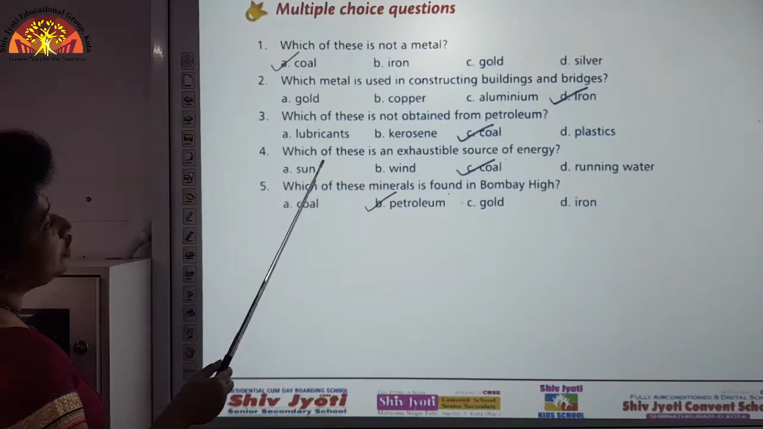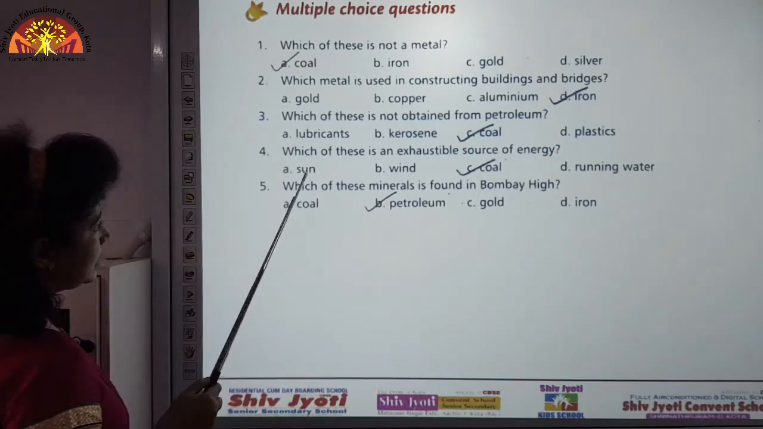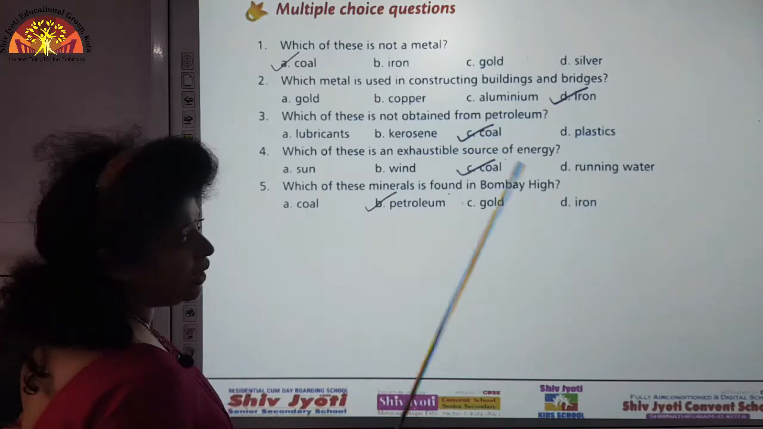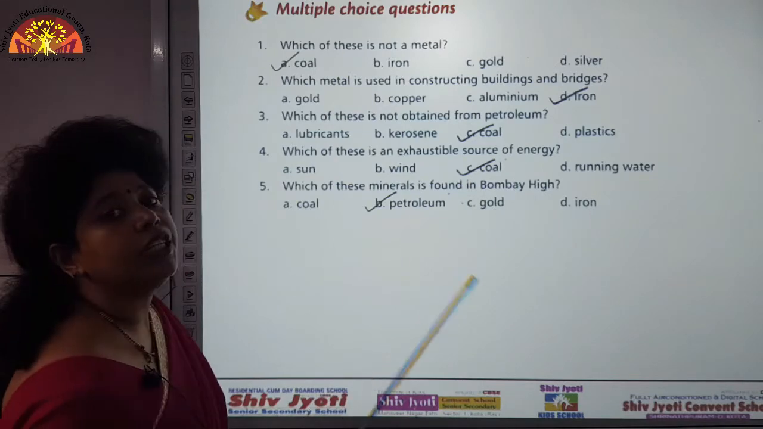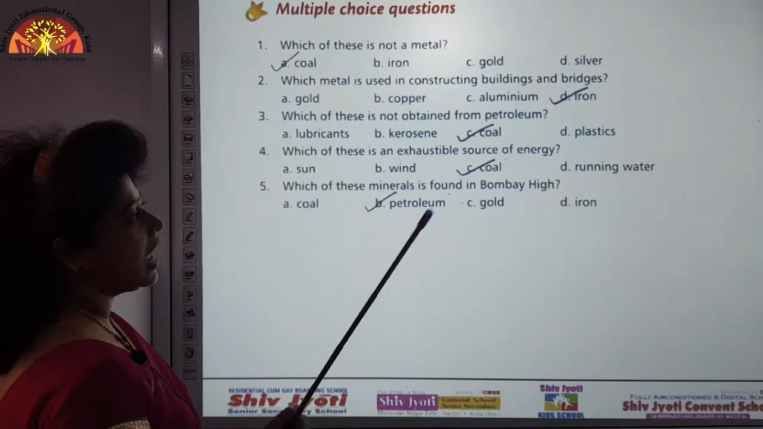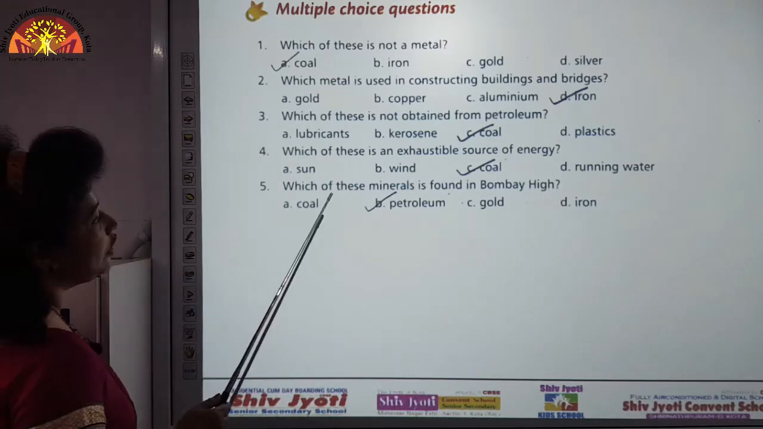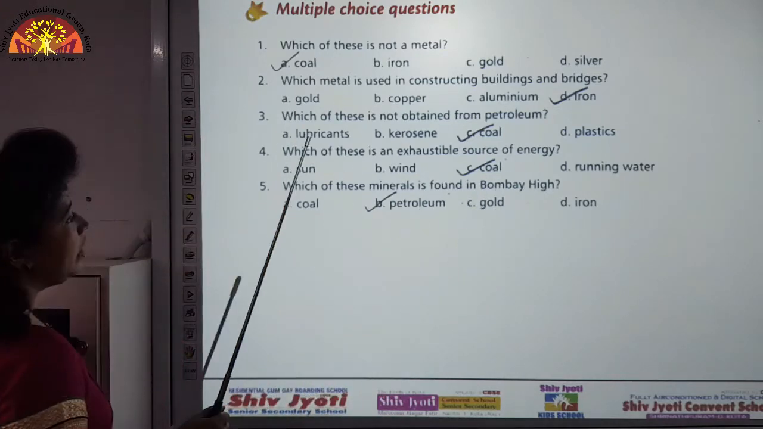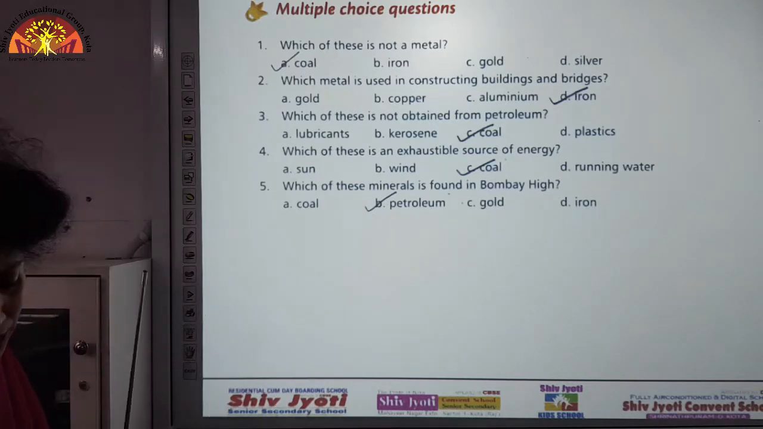Question 4, which of these is an exhaustible source of energy? A sun, B wind, C coal and D running water. Like I had explained before, sun, wind, water continuously provide you with energy, but coal is an exhaustible source of energy. Question 5, which of these minerals is found in Bombay High? So, in Bombay High, petroleum is found.